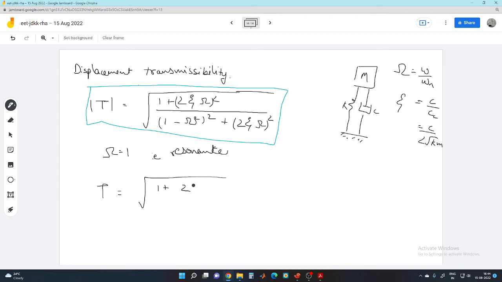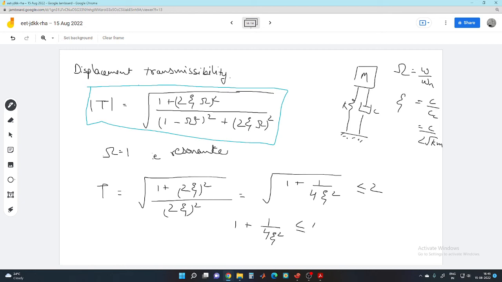That will give us 2 xi square upon, since omega equal to 1 makes this term 0, so this becomes (2 xi) squared. We can write it as 1 plus 1 by 4 xi square. So this is at resonance. Now T should be less than or equal to 2. So we take a square on both sides: 1 plus 1 by 4 xi square is less than or equal to 4.